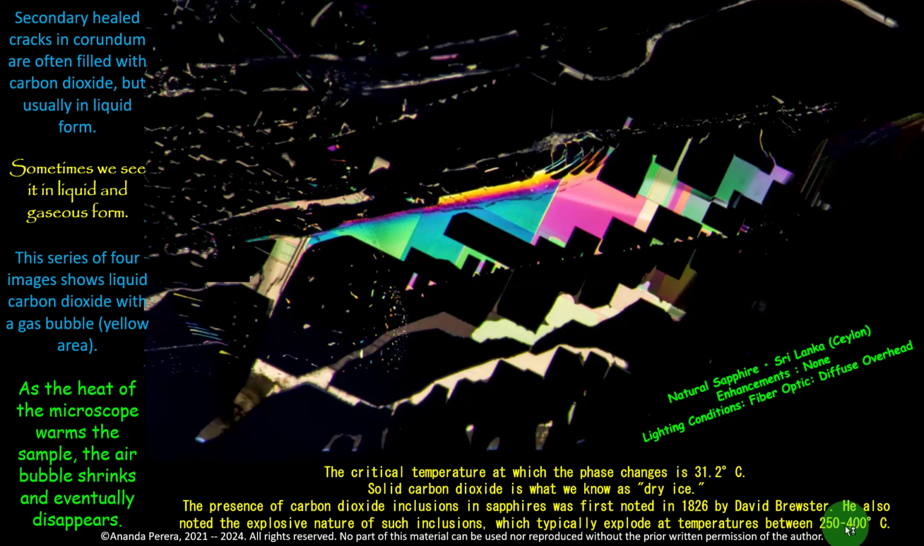So it was first understood after 1826 that inside gemstones, carbon dioxide solid, gas or liquid bubbles may be there, full of carbon dioxide. So this is a very nice picture. If you can see this kind of picture inside the gemstone under the fiber optic diffuse overhead, you can see it is a natural sapphire.